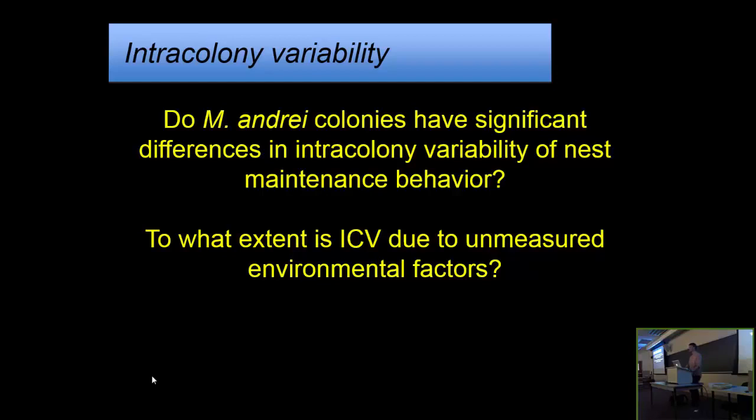So in other systems, like squirrels or hermit crabs, you may be able to control for a number of environmental factors, such as predation risk, such as temperature, but there are a number of unmeasured factors that are going to be important. Multi-dimensional plasticity here, essentially. What the social insect system allows us to evaluate is to what extent is that intracolony variability that we assess due to unmeasured environmental factors.